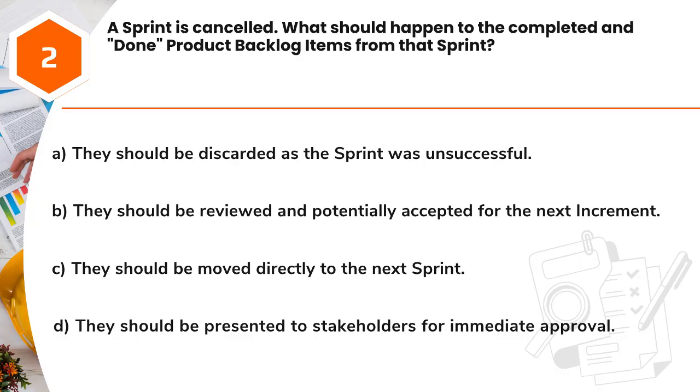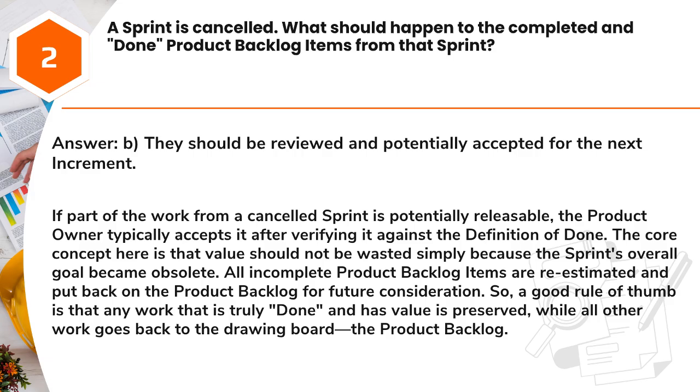Question 2. A sprint is cancelled. What should happen to the completed and done product backlog items from that sprint? A. They should be discarded as the sprint was unsuccessful. B. They should be reviewed and potentially accepted for the next increment. C. They should be moved directly to the next sprint. D. They should be presented to stakeholders for immediate approval. Answer: B. They should be reviewed and potentially accepted for the next increment.